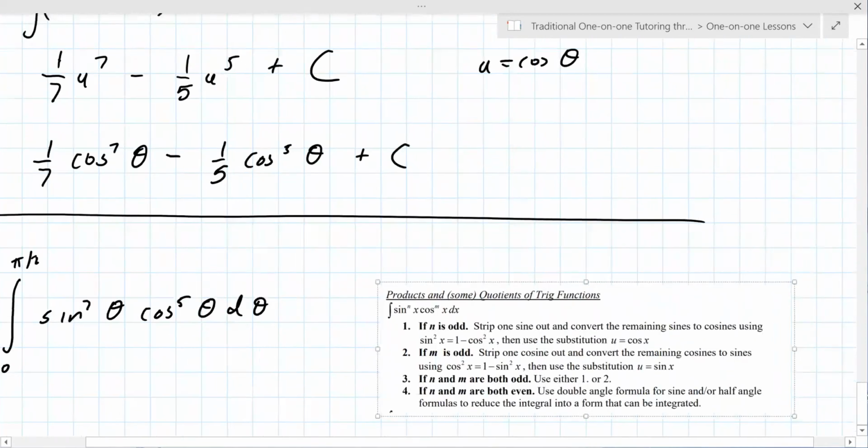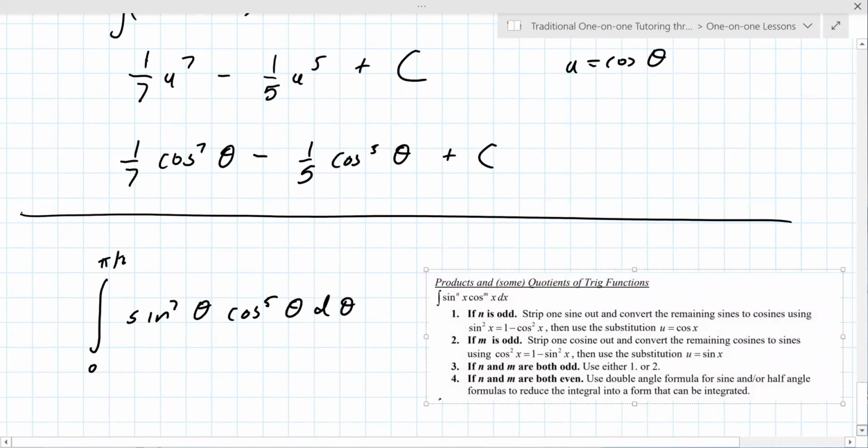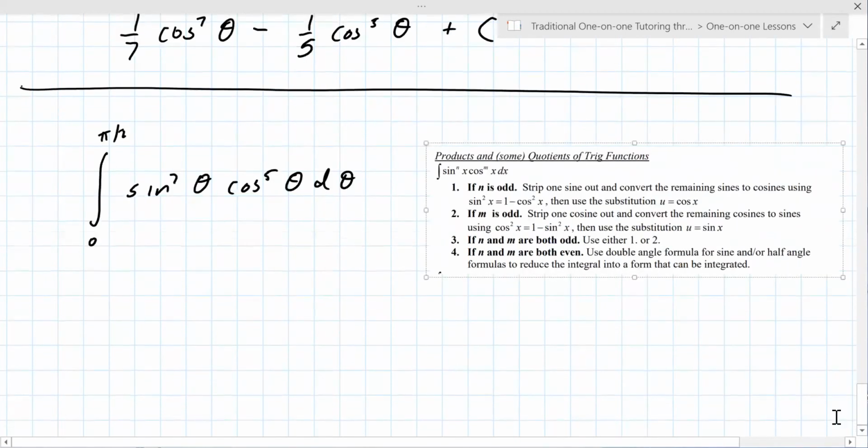So here they are both odd, both ones. So it says pick one. Doesn't really matter, so I guess you get to pick. Do you want to strip out a sine or a cosine? The rule here says you can use either 1 or 2, which means you're either stripping out a sine or you're stripping out a cosine. Do you have a preference? I don't have a preference.